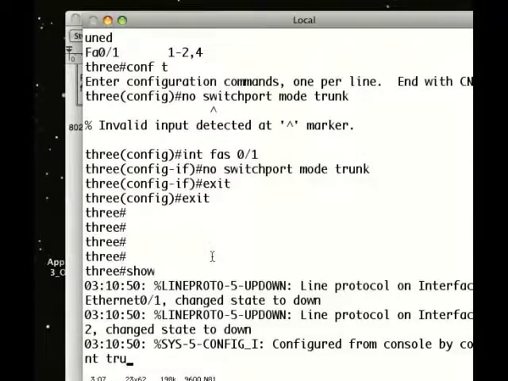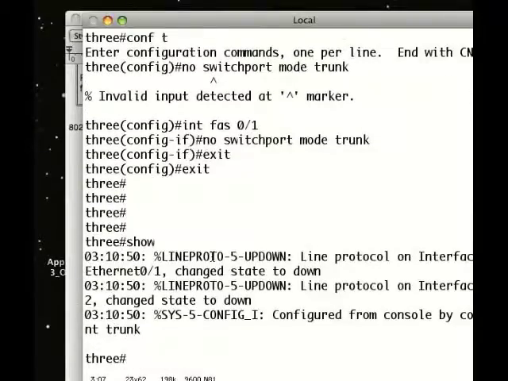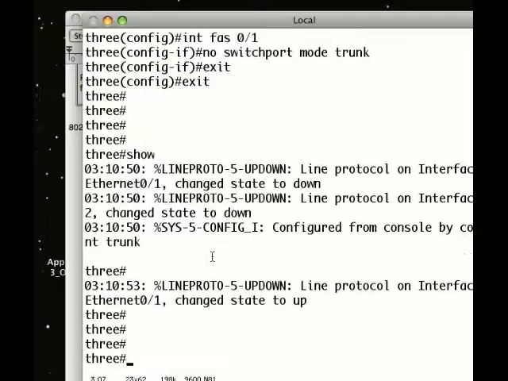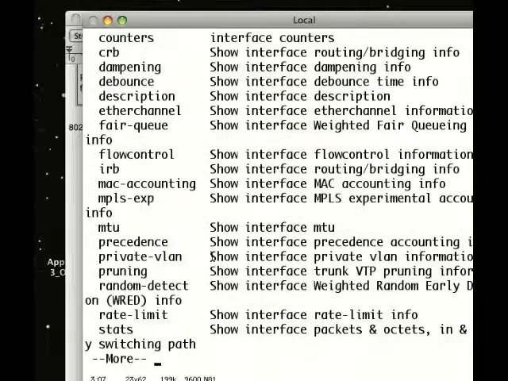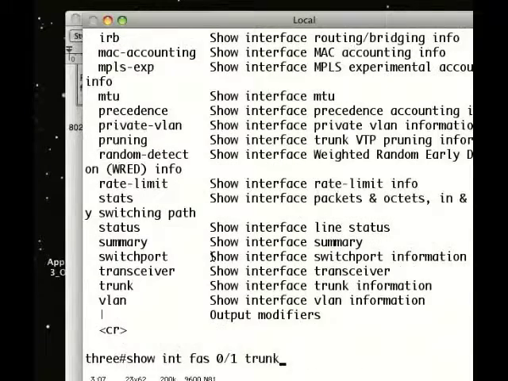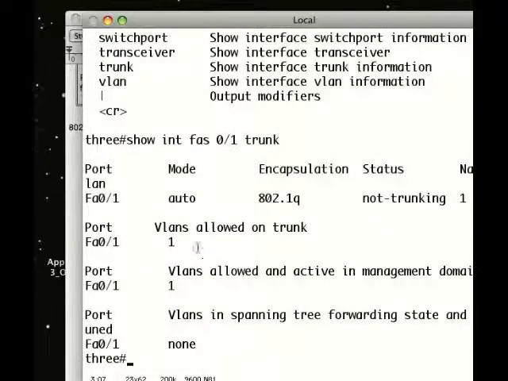Show int trunk. No trunks. Show int fast 0/1 trunk. So Fast Ethernet 0/1 is in mode auto, and the encapsulation is set to 802.1q, but the status is not trunking. The native VLAN is 1.